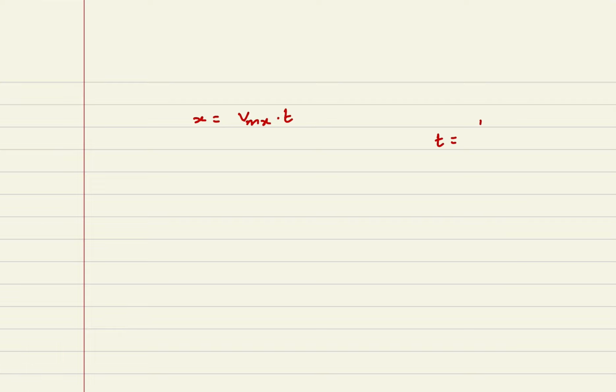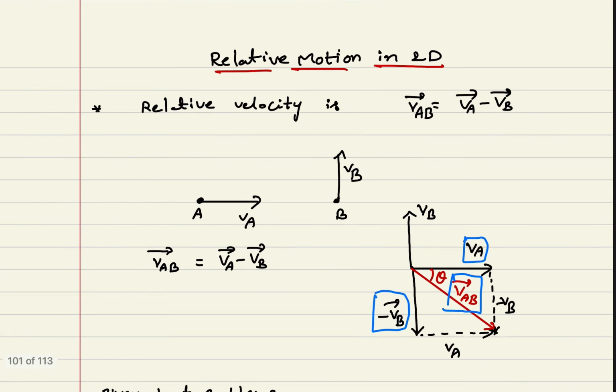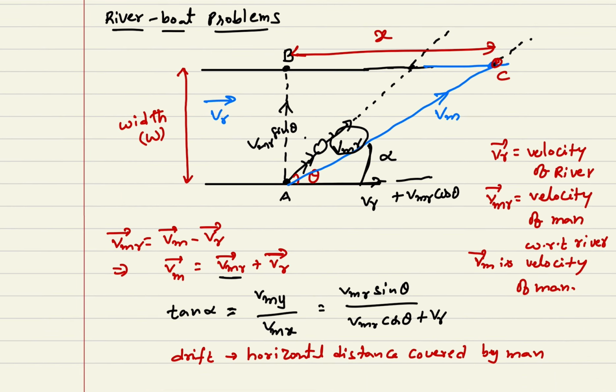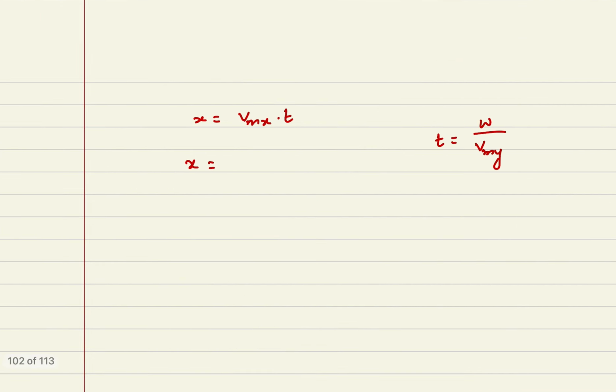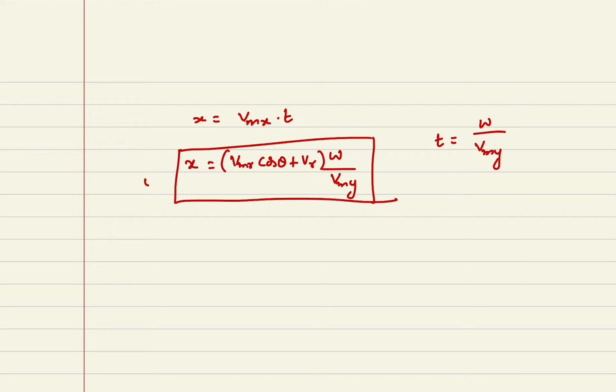Now you can see the time taken can be written as the opposite component divided by the velocity of the man along the y-axis. Substitute there: x is equal to Vmx, and Vmx is Vmr cos theta plus Vr. So (Vmr cos theta plus Vr) into t is W divided by the velocity of the man along the y-axis. By using this, you can calculate the distance traveled.